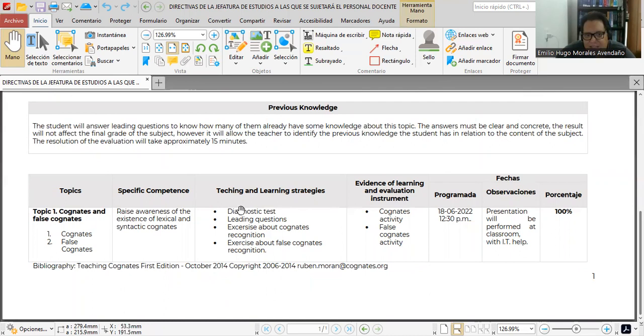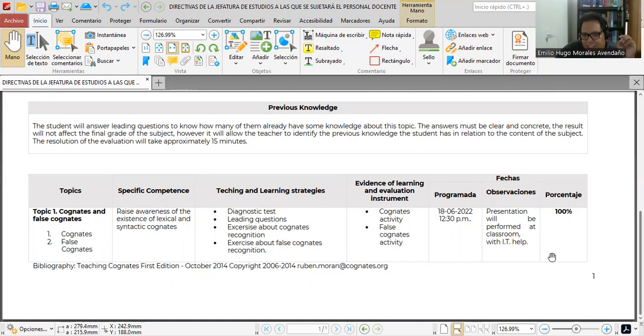In class, this could be performed through live questions, an exercise about cognates and false cognates recognition, as we already did. And this presentation is going to be performed with IT help.